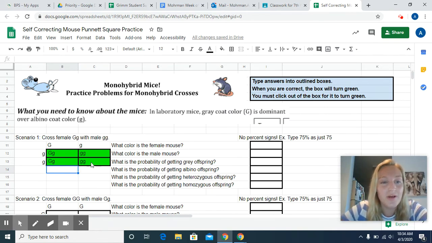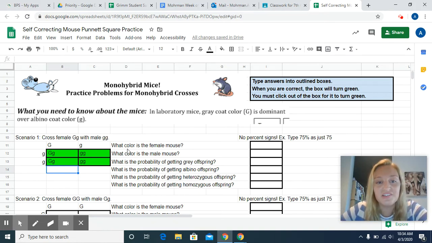Once you get your Punnett square filled out, you're going to go over here and fill out these questions. The big thing with this is, for the ones that are asking for percentages or probabilities, do not put a percent sign, just put the number. If you want to say 50%, just say 50. If you want to say 75%, just say 75. I've put that on each of the questions so you don't forget.